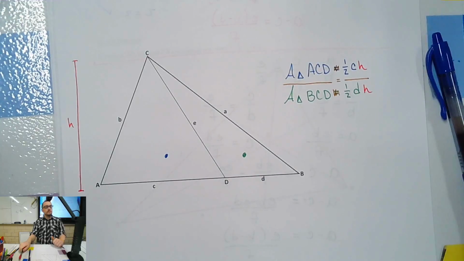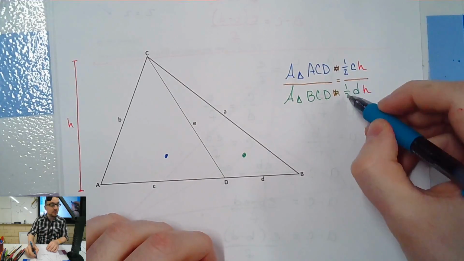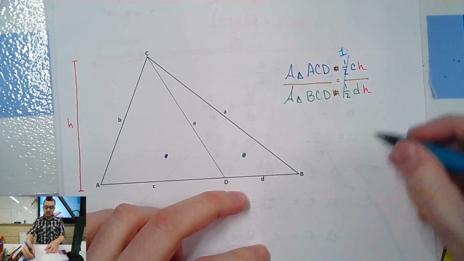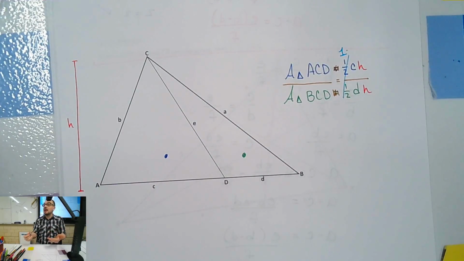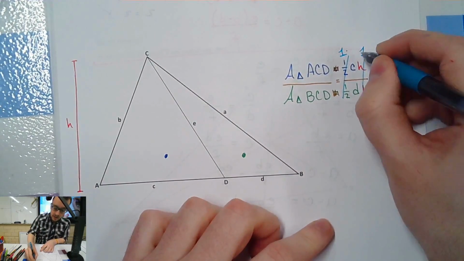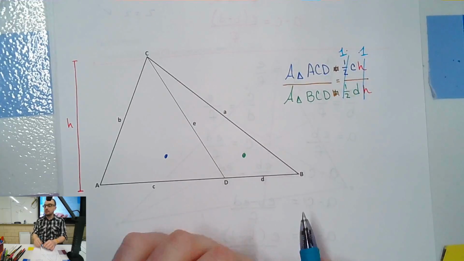Same height? That means, you know, proportional. So what's half divided by half? One. What's h divided by h? Since they're the same height, they divide out, right? H divided by h is 1. If they had different heights, this wouldn't work, right? What's 1 times c times 1?